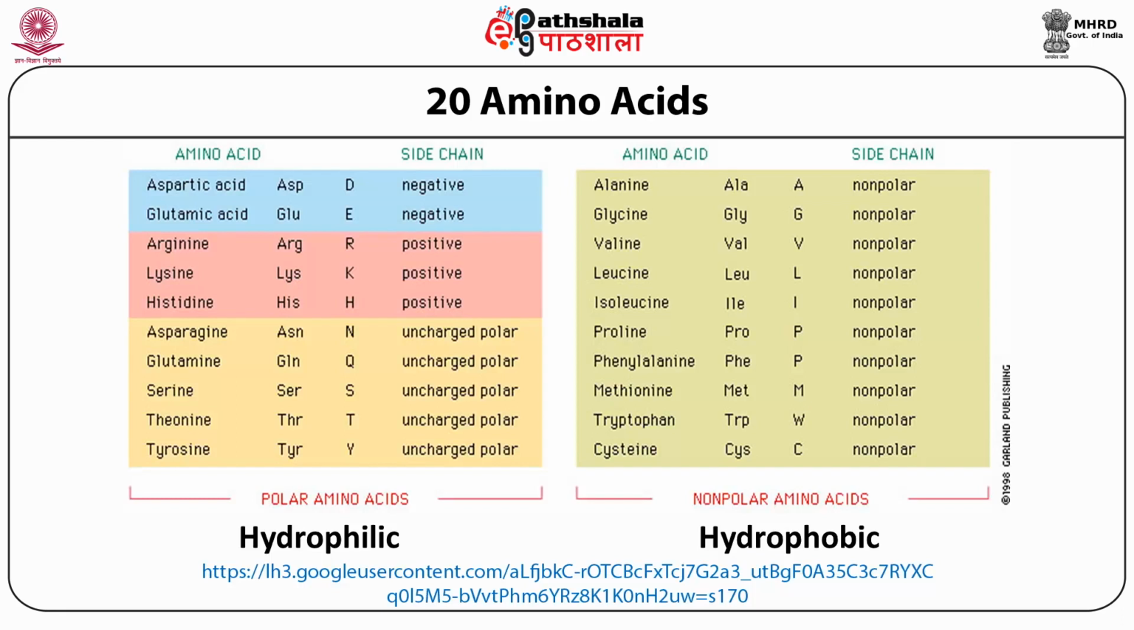As I said, there are 20 amino acids which are broadly divided into polar amino acids and non-polar amino acids, which means the hydrophilic part is the polar group and the hydrophobic part is the non-polar group. However, more than 300 amino acids are present in the cell, but only 22 amino acids take part in protein biosynthesis ribosomally. Such amino acids are known as standard or proteinogenic amino acids.